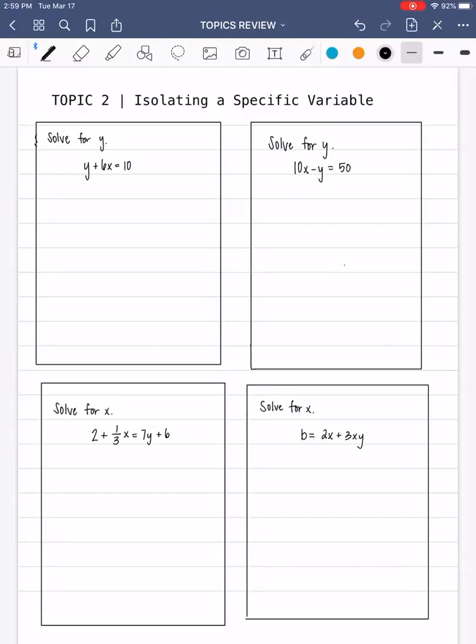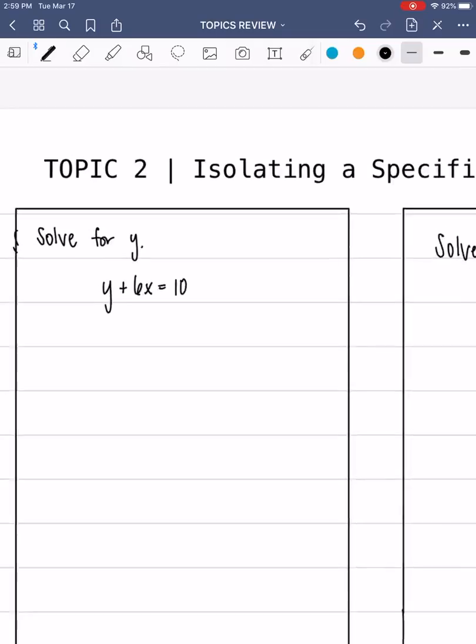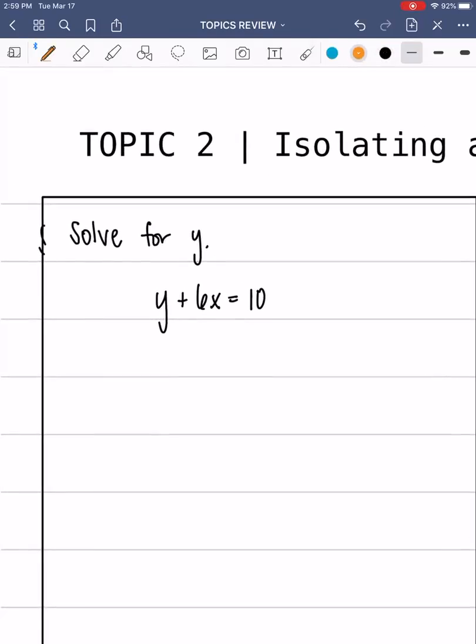Okay, here we go. Topic 2, isolating a specific variable. So in this review, in this section, you're going to have to pay really close attention to the instructions to tell you which variable to look at. So in our first example, it wants you to solve for y.